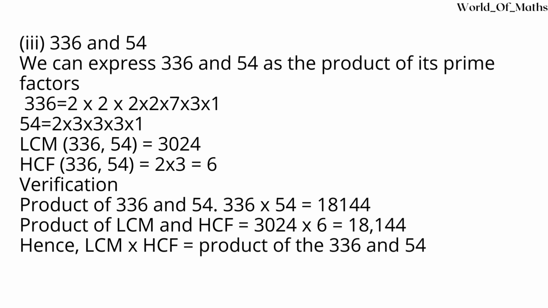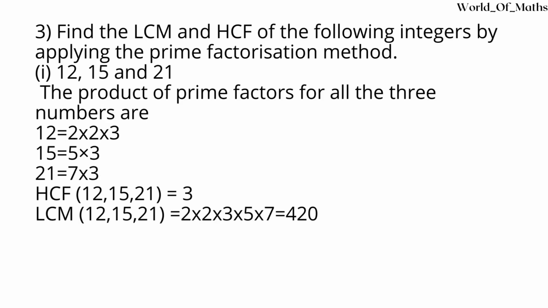Now let's verify the same formula. The product of these two numbers, which is 336 multiplied by 54, is equal to 18,144, and the product of their LCM and HCF is equal to 3024 times 6, which is also equal to 18,144. Let's move to the third question.